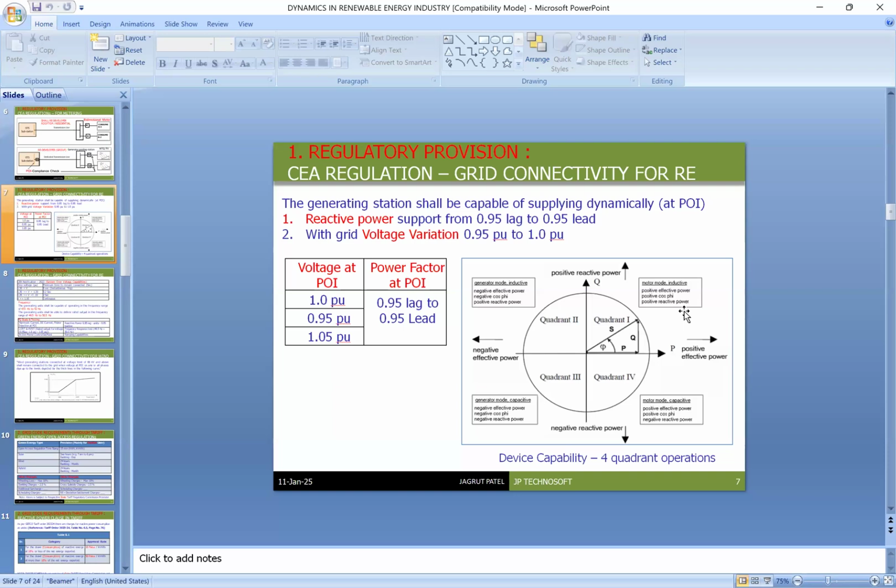So it is the responsibility of the RE developer to model the inverter in PSIM, and that PSIM model we have to submit to the utility companies. So to PGCL or the DISCOMs, we have to give them that model. They check it once and approve it. After approval, we have to implement the entire system.